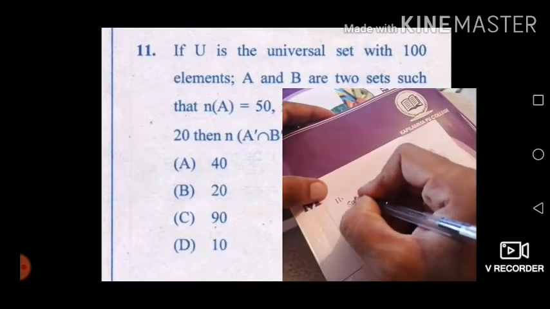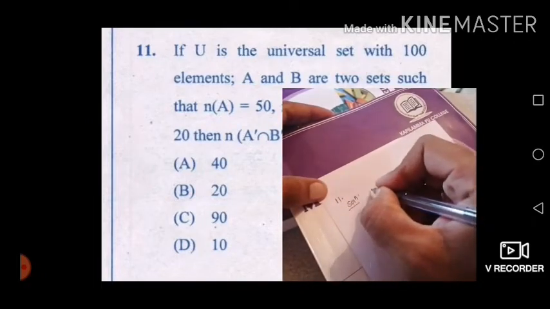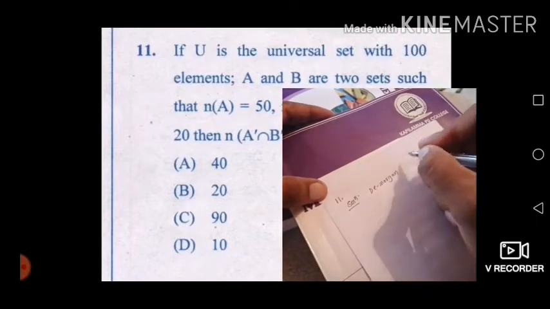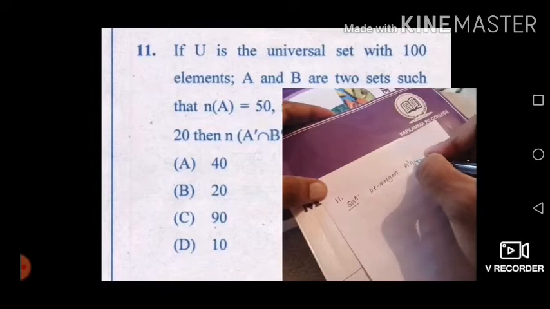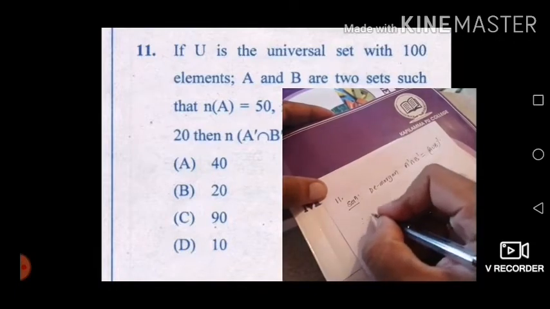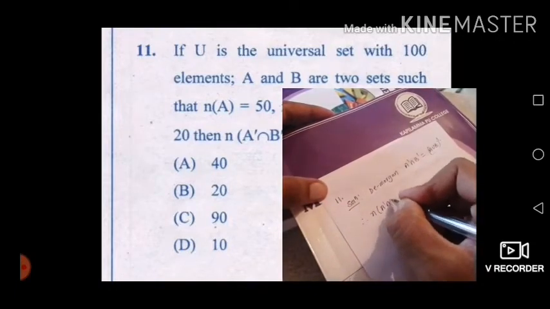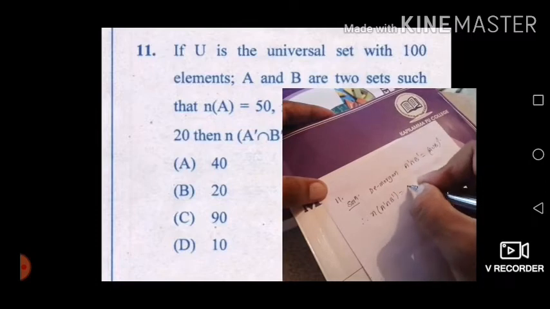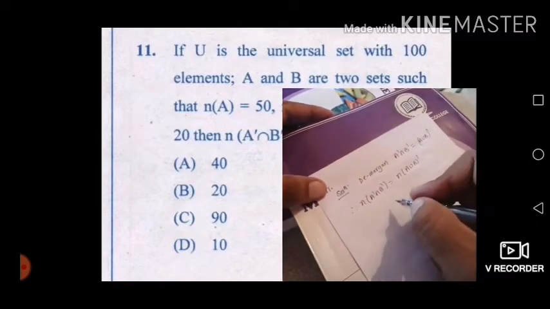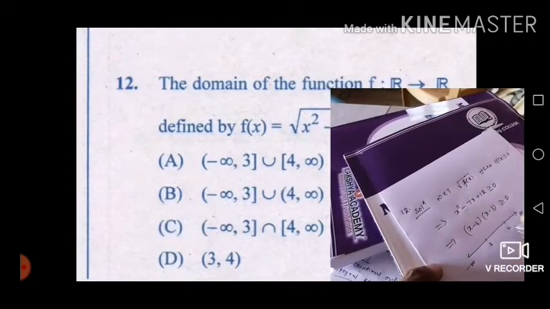Solution. By De Morgan laws, A dash intersection B dash is equal to A union B whole dash. So therefore, number of elements in A dash intersection B dash is equal to number of elements in A union B whole dash. Nothing but the numbers which are here.